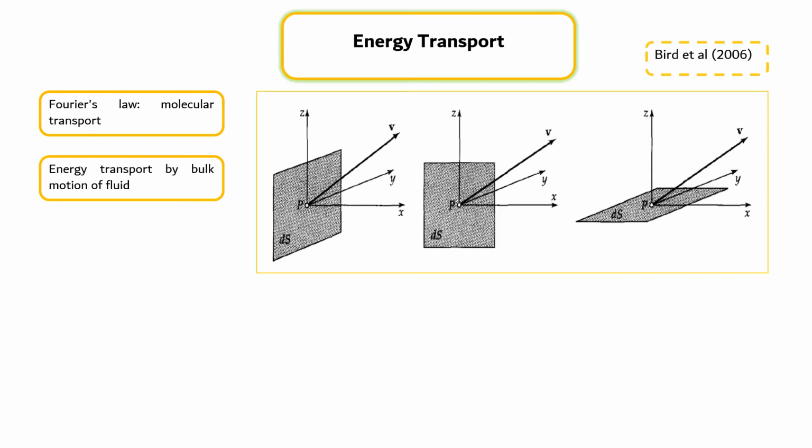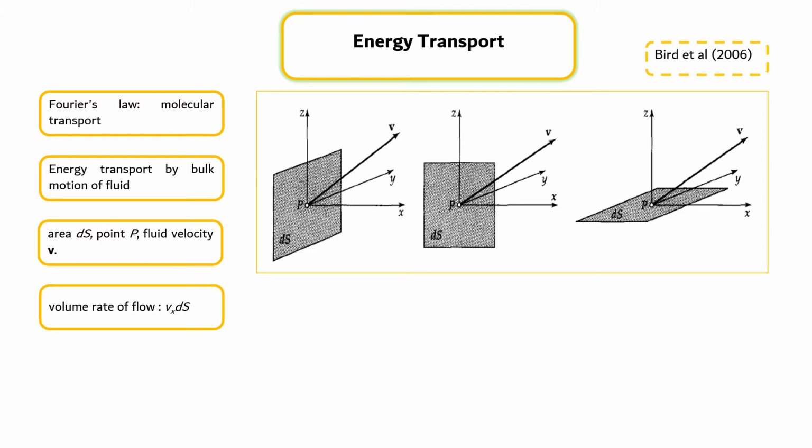The figure on the right shows three mutually perpendicular elements of area dS at point P, where the fluid velocity is v. The volume rate of flow across the surface element dS perpendicular to the x-axis is v_x dS. The rate at which energy is being swept across the same surface element can be expressed by equation 9.2-0.